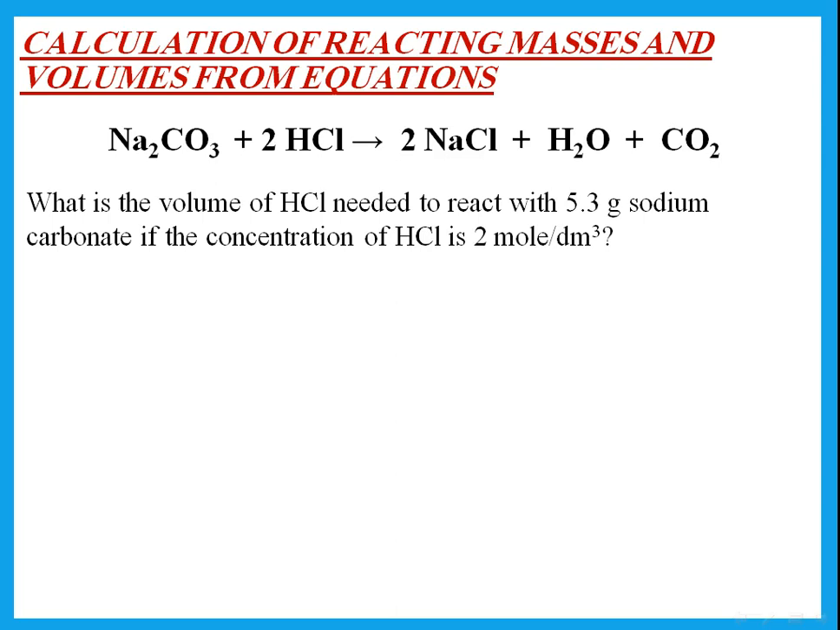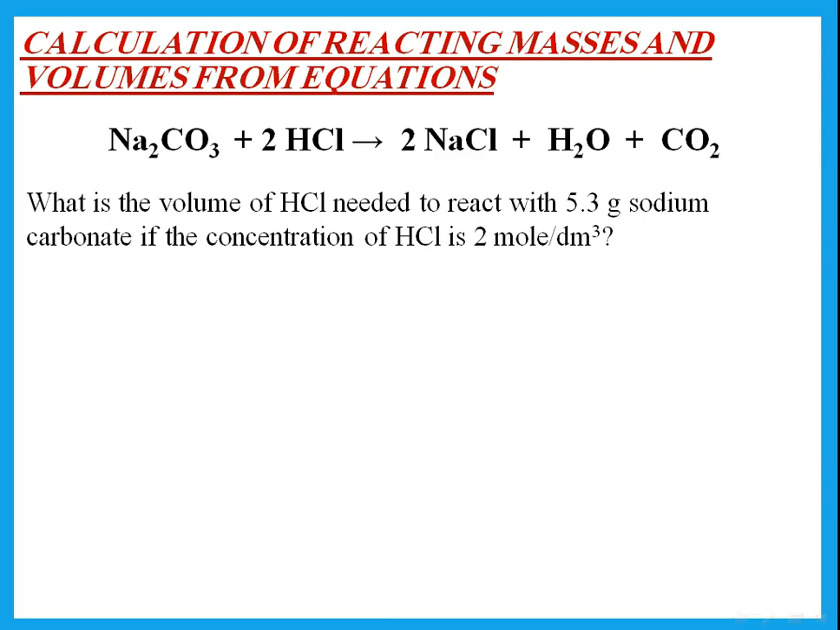Plus H2O, so that means that the number of moles of H2O is the same as the number of moles of sodium carbonate. Can you see what I'm saying? Carbon dioxide, 1 mole of sodium carbonate gives 1 mole of carbon dioxide. So the number of moles of carbon dioxide would be the same as the number of moles of sodium carbonate. So if I know the number of moles of one of them, sodium carbonate, I can relate it from the equation in order to find out how much I should get from the other ones.